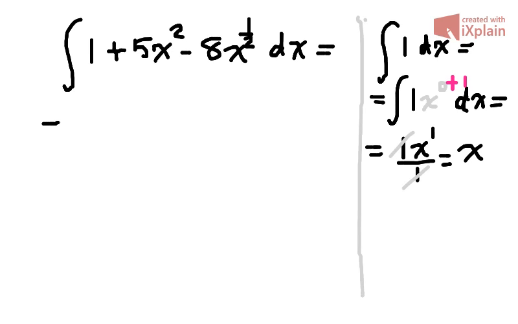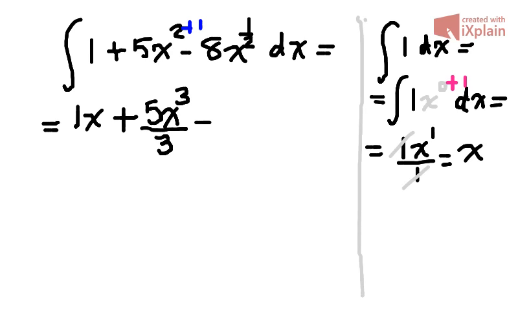So the integral of a constant will be the constant multiplied by x. The x comes into the formula. Then we need to add 1 to the exponent of the 5x squared. And we have 5x cubed, and of course divide by that same power. Minus 8. Now let's see what we do here.